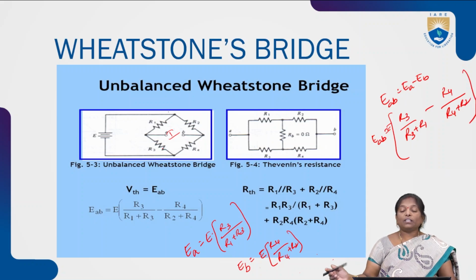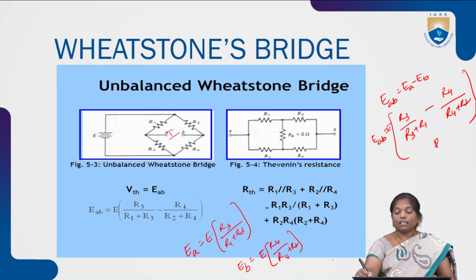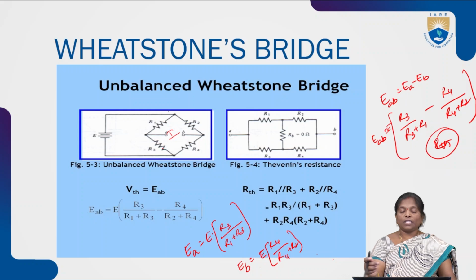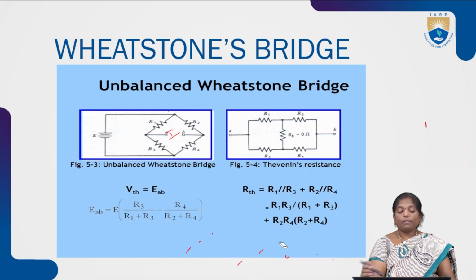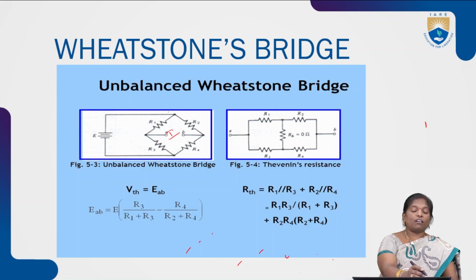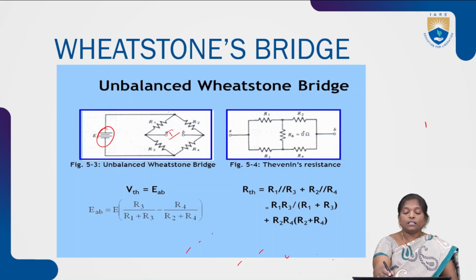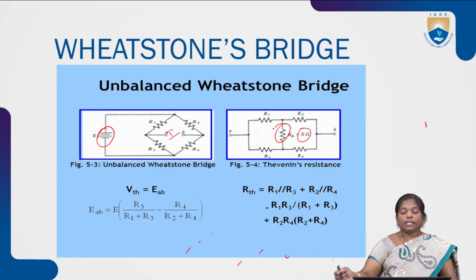Similarly, we need to measure the Thevenin resistance, R Thevenin. To measure this R Thevenin, we have to consider the Thevenin resistance. While measuring the Thevenin resistance, we assume that the resistance across this potential is very small and take it as 0 ohms. This is the resistance present across the potential. So the circuit can be redrawn like this.